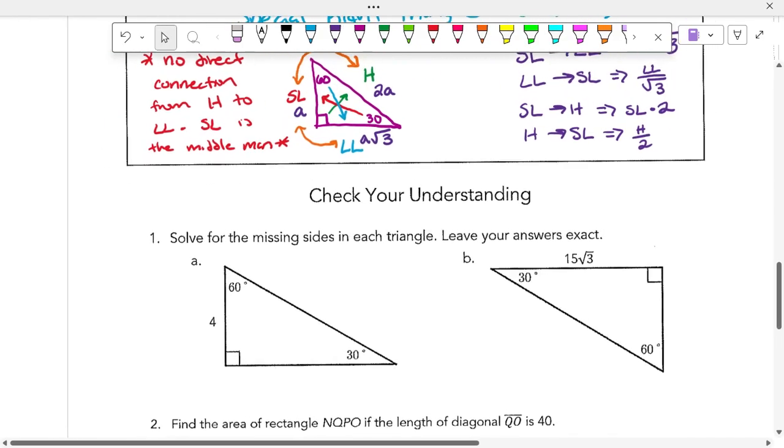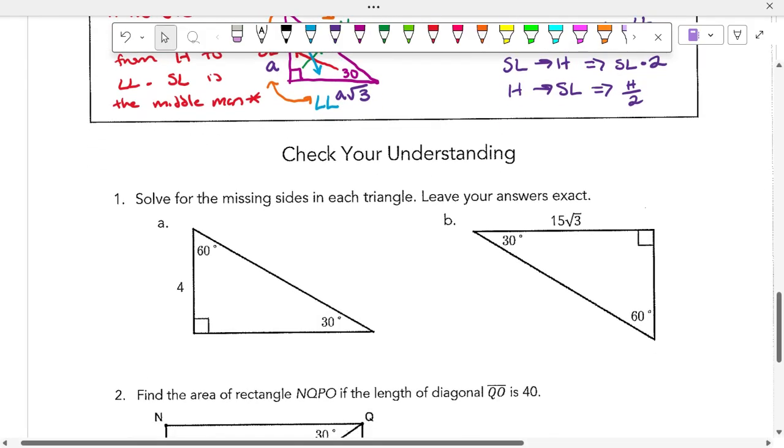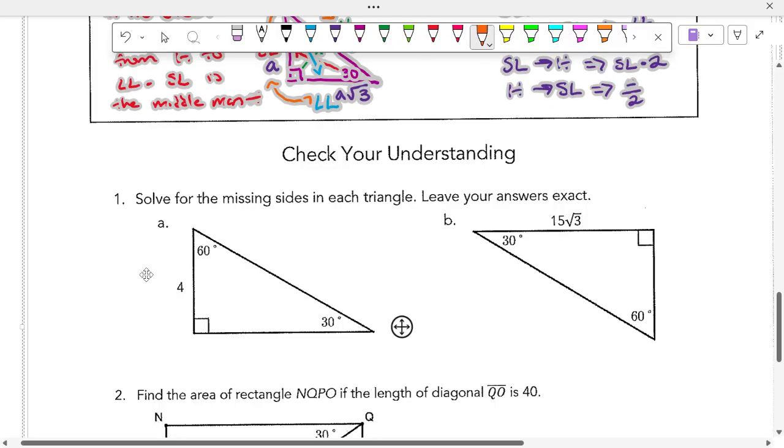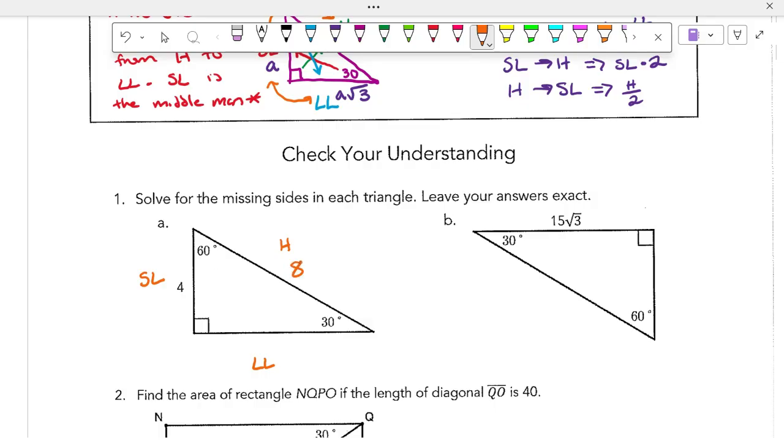All right, so now, as long as you're given one side and you know it's a 30, 60, 90, you can find the rest. So first off, number 1, letter A. What side was I given? Short leg, long leg, or hypotenuse? Short leg. Why? It's across from the 30. So I need to find my hypotenuse and my long leg. What's my hypotenuse? 8. 4 times 2, that's 8. What's my long leg? 4 square root 3.